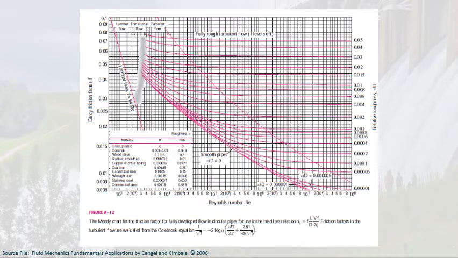So again, you can also use this table by just intersecting the Reynolds number and this curve here, which represents the relative roughness, and then projecting it horizontally to get the Darcy friction factor.